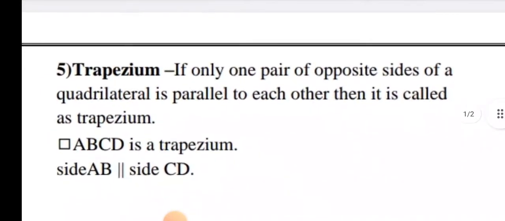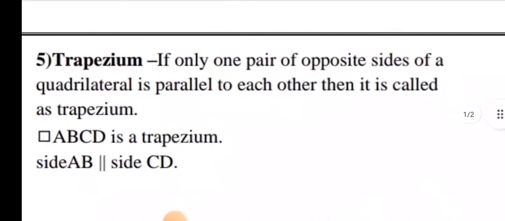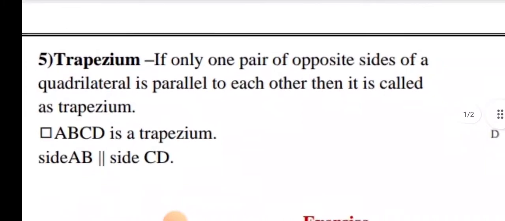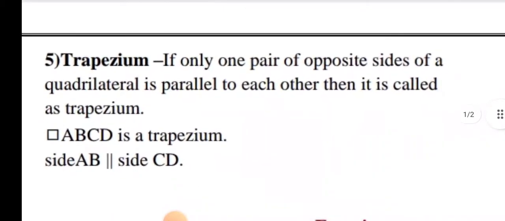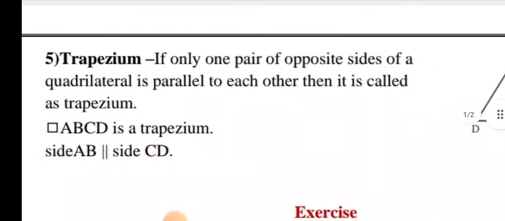Types of quadrilateral. Fifth, trapezium. If only one pair of opposite sides of a quadrilateral is parallel to each other, then it is called a trapezium.